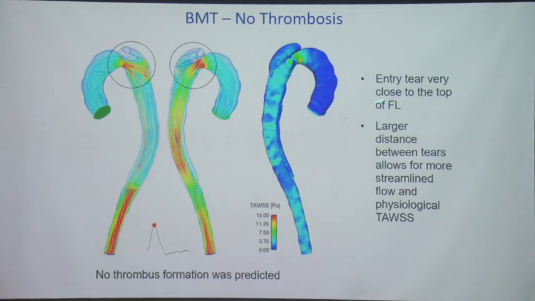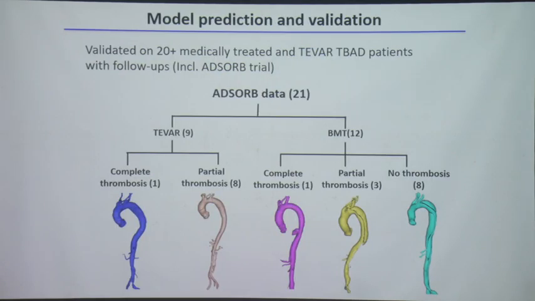However, the large distance between the primary tear and the reentry tear over here allows this kind of streamlined flow. As a result, the shear stress is never low enough and the residence time is never large enough to allow thrombus to form. So our model actually predicted no thrombus formation in this case, and that also agrees with the observation.